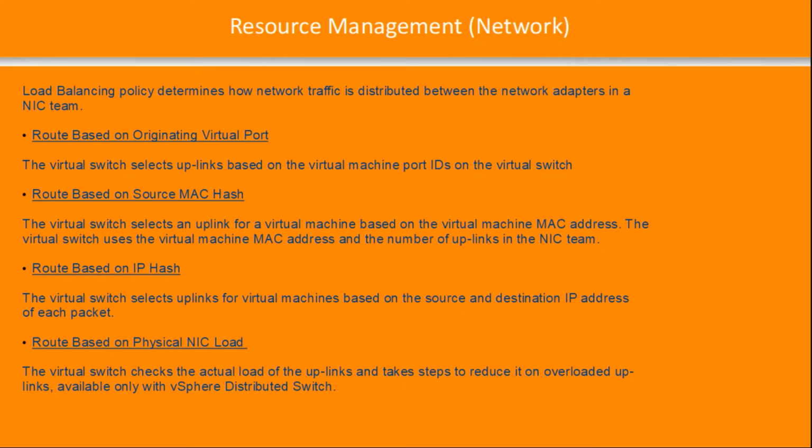Route based on IP hash. This is a more complicated version and includes some CPU overhead as well, and the virtual switch selects uplinks for virtual machines based on the calculation of source and destination IP address of each packet that's sent out. One can benefit from the route based on IP hash if the destination is changing, and every time you have a higher utilization of all the uplinks.